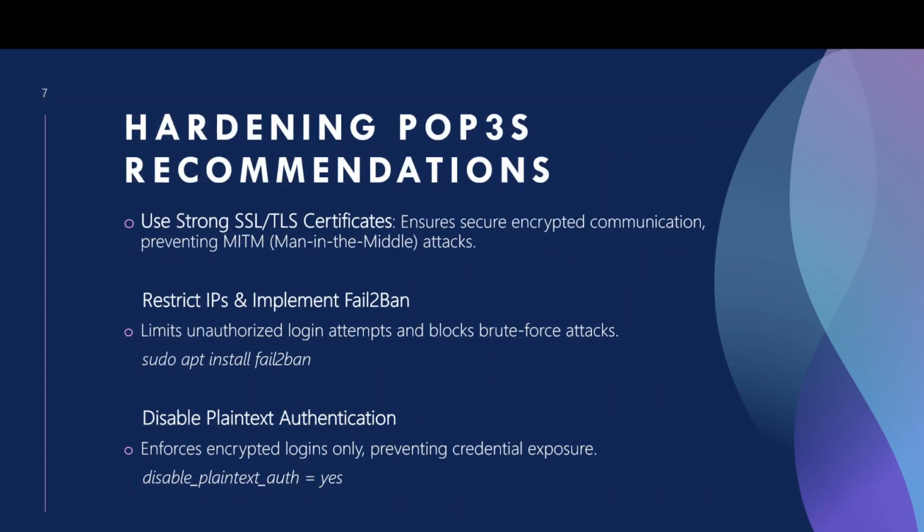Some solid hardening recommendations for POP3. You want to use some really strong SSL/TLS certificates. This basically ensures encrypted communication, preventing any kind of man-in-the-middle attacks. Another one is you could restrict IPs and implement Fail2ban, which limits unauthorized login attempts and blocks brute force attacks. I've also included that prompt there in regards to the command. And then finally, disabling plain text authentication. This basically enforces encrypted logins only, preventing any kind of credential exposure. And I've also included the command prompt for that as well.